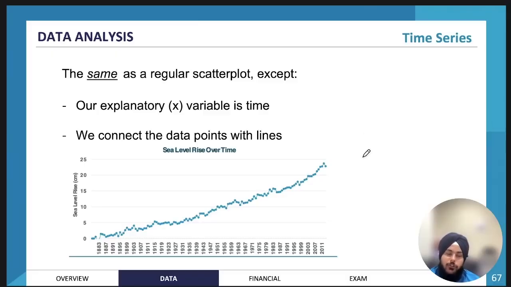Which could be of concern. So again, these types of graphs are really good for representing the relationship over time between two variables, those two variables being time and any other variable that you're measuring.